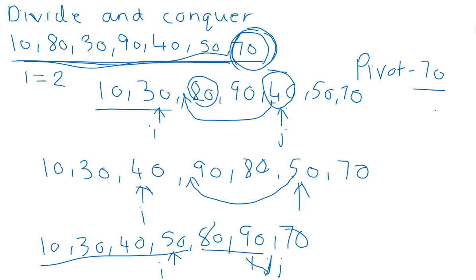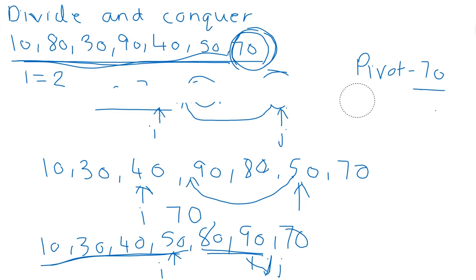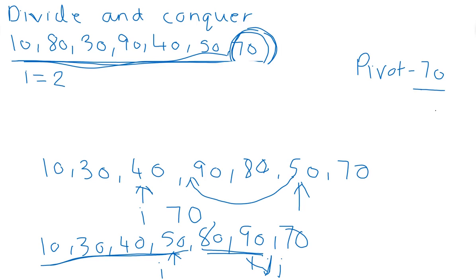So we're going to come out of this for loop and do one last swap, where we increment i and place 70 in between here. All these elements are less than or equal to 70, and on the right side the elements are greater than 70. So let's do that. We increment i, so i will be here, and we swap the pivot and the element at i, the high element.